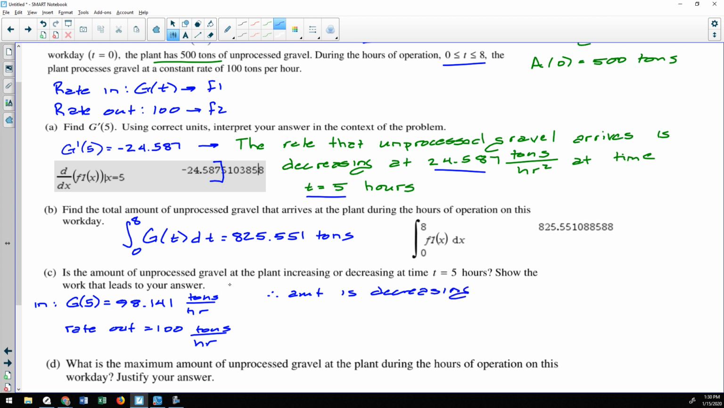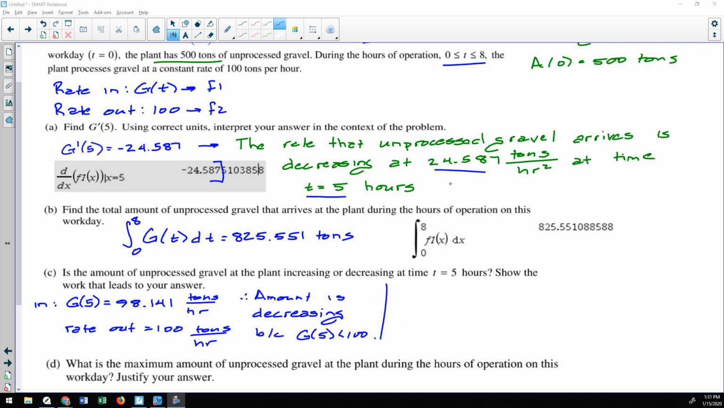It says show the work that leads to your answer. This might be sufficient. Boy, that work decreasing looks like crap. But I'm going to go one step further. I'm going to say amount is decreasing because G of 5 is less than 100. And I have the work to support that statement. And so that would be one way of doing this.